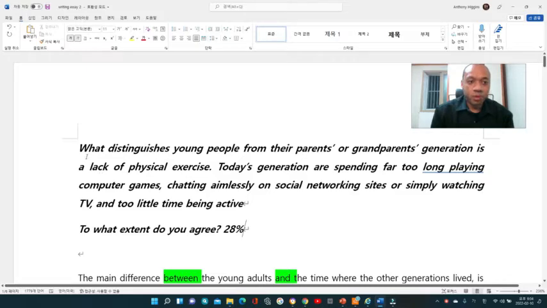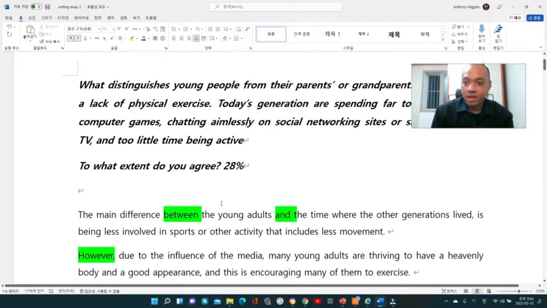The statement that comes first is: what distinguishes young people from their parents' or grandparents' generation is a lack of physical exercise. Today's generation are spending far too long playing computer games, chatting aimlessly on social networking sites, or simply watching TV and too little time being active.